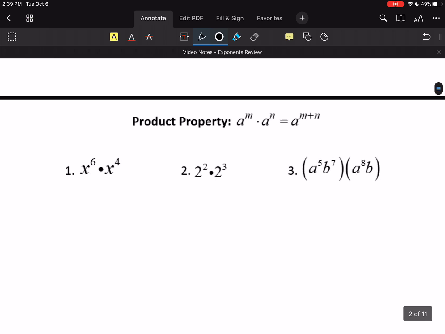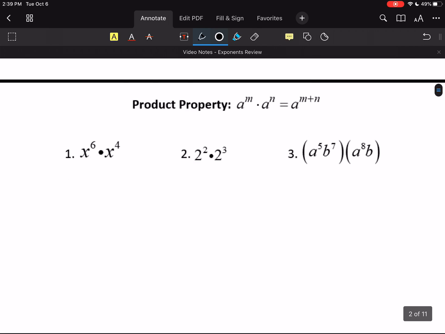Now, when I have the same base and I'm multiplying them together, I want to add my exponents. Okay, so that's the product property. When I'm multiplying two things with the same base, I add the exponents. So, first example here, I see I have x as a base for both of them, right? So my exponents, 6 plus 4, I would have x to the 10th power. Number 2, base 2. So adding my exponents, I would have 5 2's.